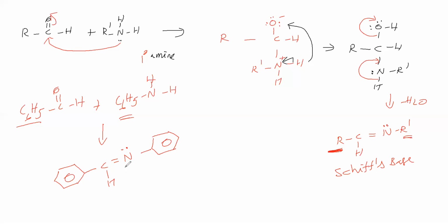What is this name? Benzal aniline. Why benzal aniline? This name is aniline, and this name is benzaldehyde. So you are saying benzal aniline. Therefore, the aldehyde can be aromatic or aliphatic, and the amine means primary amines, and aromatic amines also we can take.